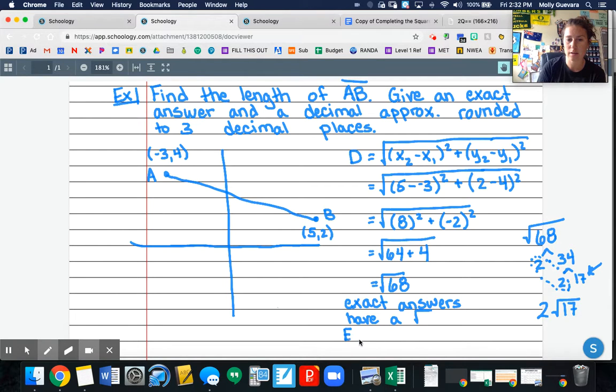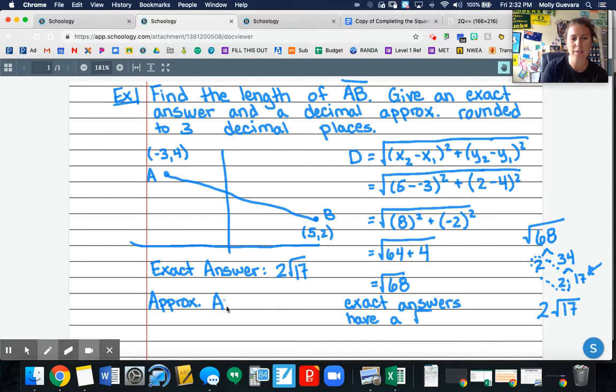So for the exact answer, I'm trying to conserve space here, so let's do it over here. My exact answer is 2 square root of 17. Okay. Now I want my approximate answer, my decimal approximation.